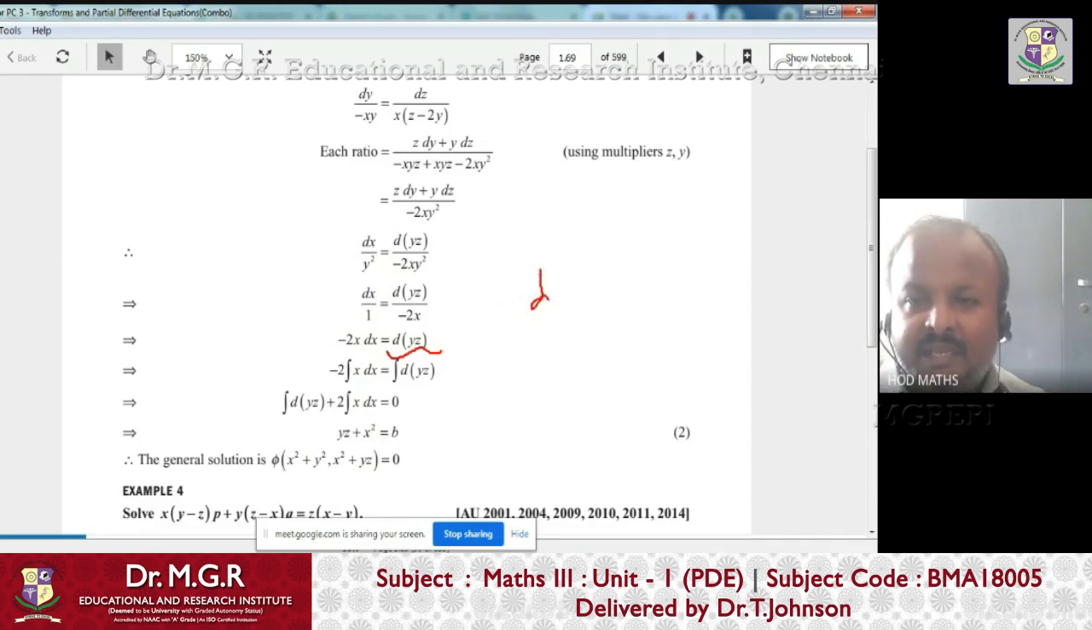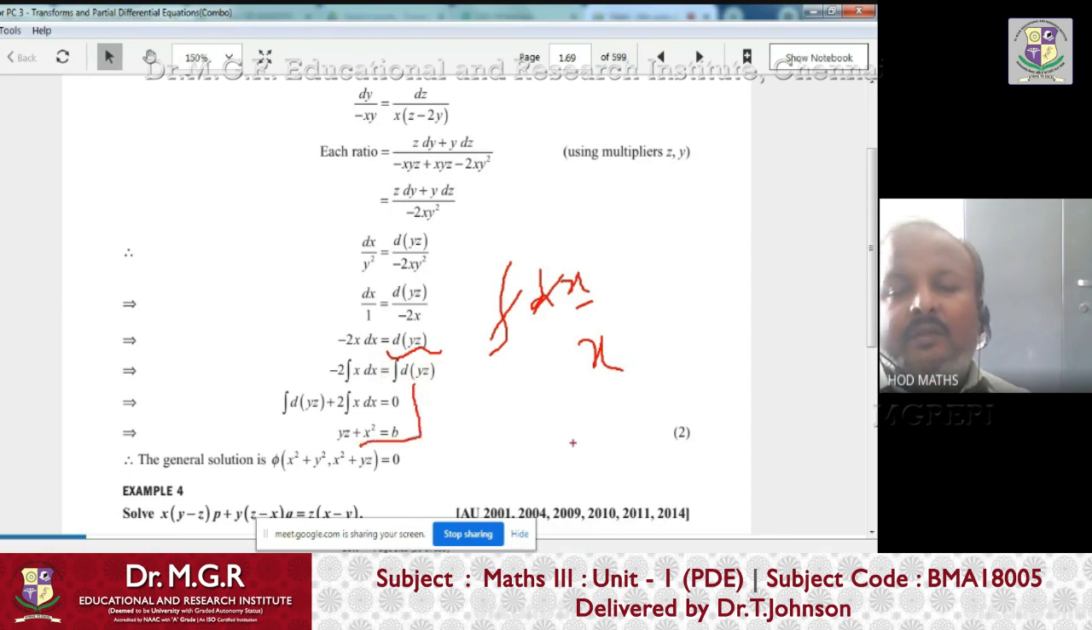It is something like dx, the differential of x. Whenever you integrate a differential of a variable, the differential and integration cancel out, and automatically the variable comes out. Similarly here, when you differentiate yz with d and then integrate, finally you will get the original term, that is yz, right?